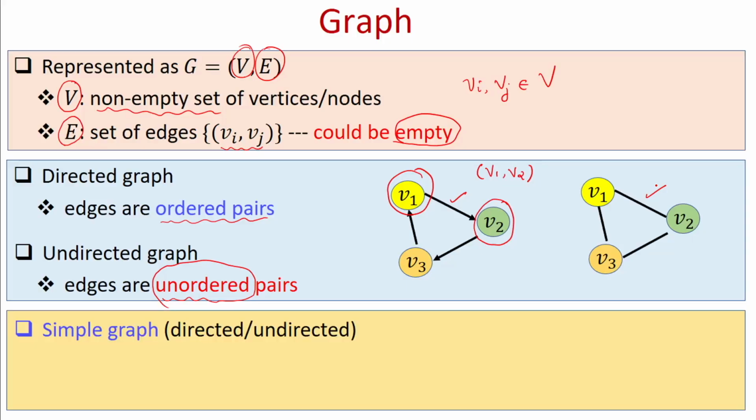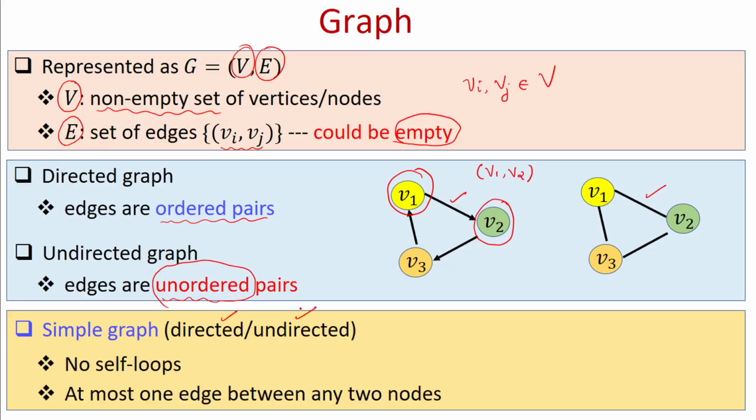Okay, so let us now define what we call a simple graph, and this definition is applicable both for the directed graph as well as the undirected graph. So a simple graph is a graph which has no self loops. Okay, and there can be at most one edge between any two nodes.